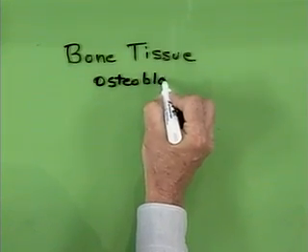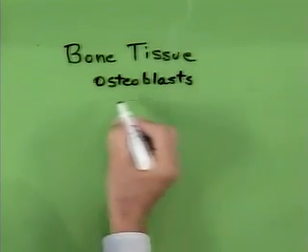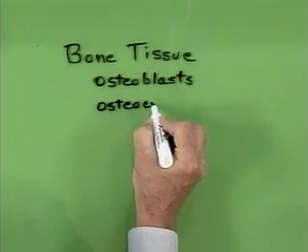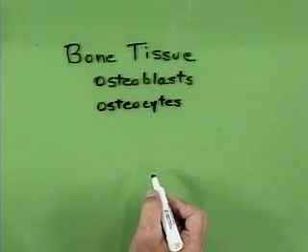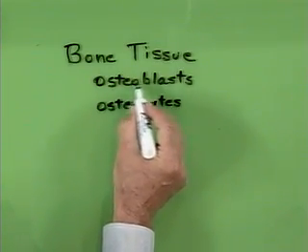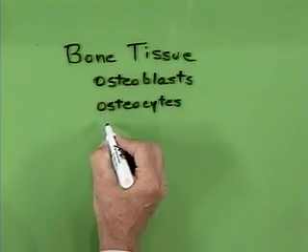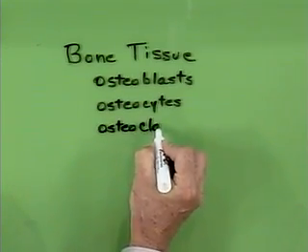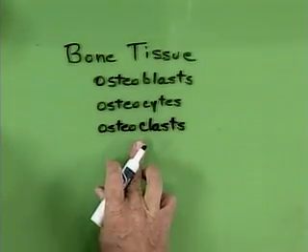The cells that we call osteoblasts are bone-forming cells. The cells that we call osteocytes are kind of sedentary cells that aren't doing much at the time. They're old osteoblasts, so once osteoblasts get done with their particular part of forming bone tissue, they become osteocytes. And finally, we have cells that are called osteoclasts, and these are bone tissue reabsorbing cells.